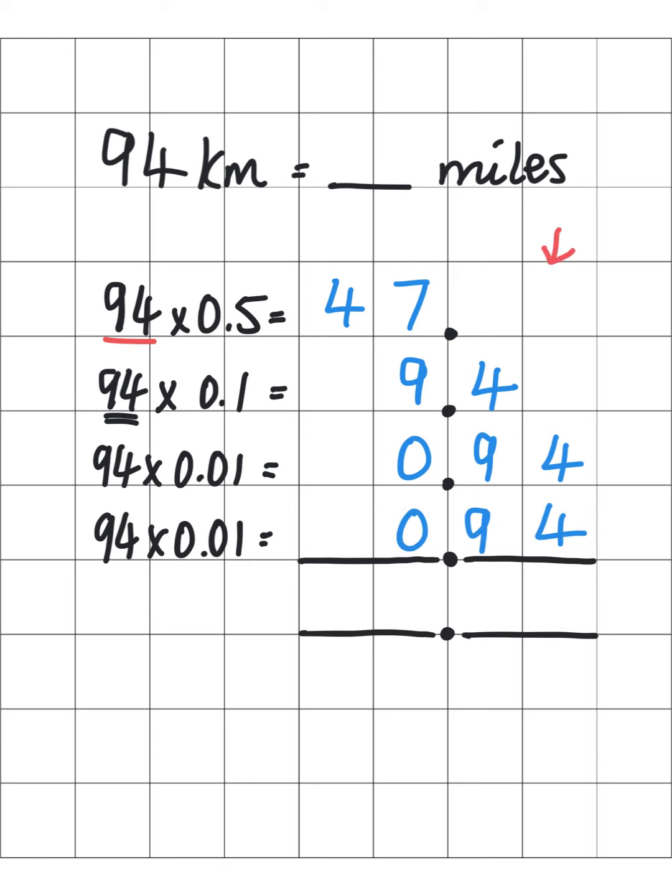Smallest column first. 4 add 4 is 8. 4 add 9 is 13. Add 9 is 22. 7 add 9 is 16. Add the 2 at the bottom is 18. 4 add the 1 at the bottom is 5. 58.28 miles. So that's level 2. Here come your questions.